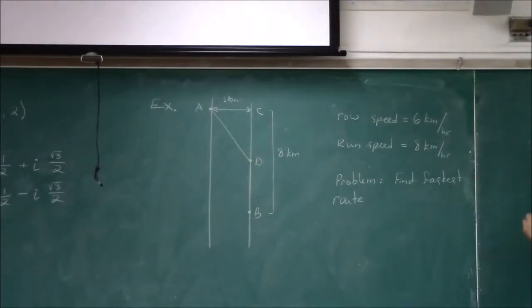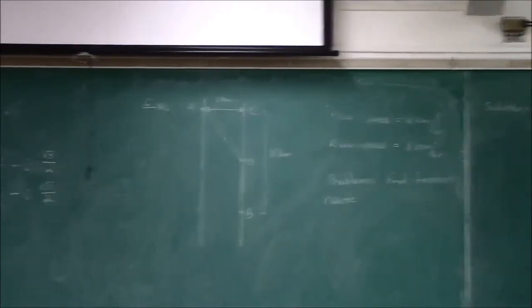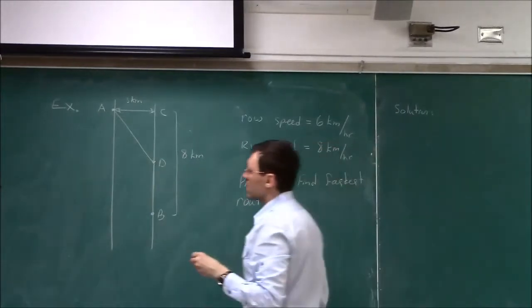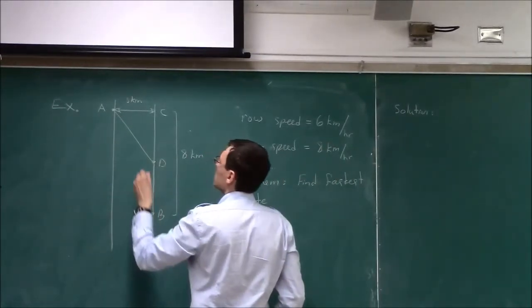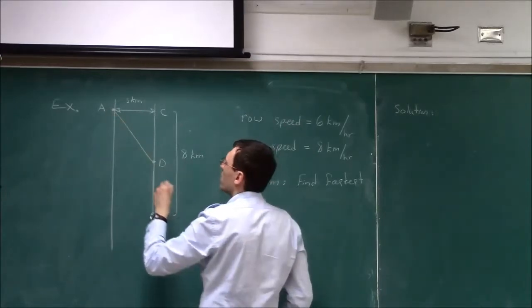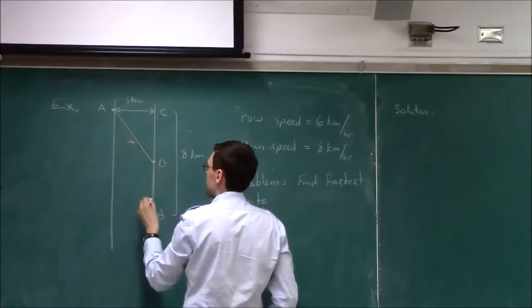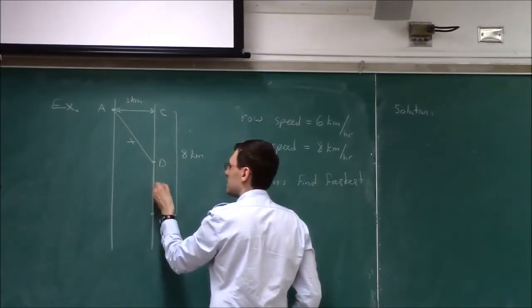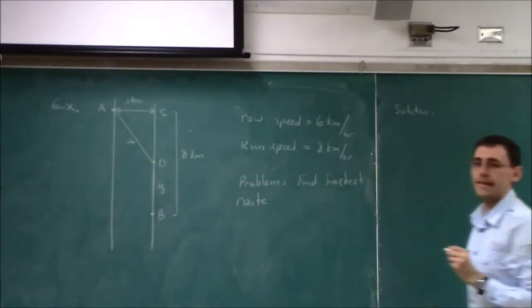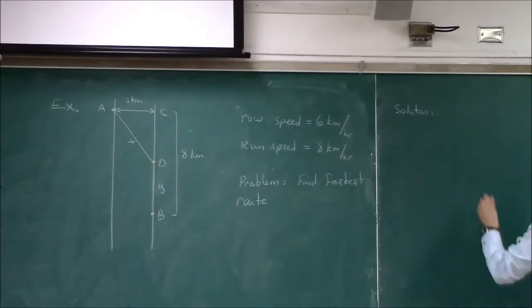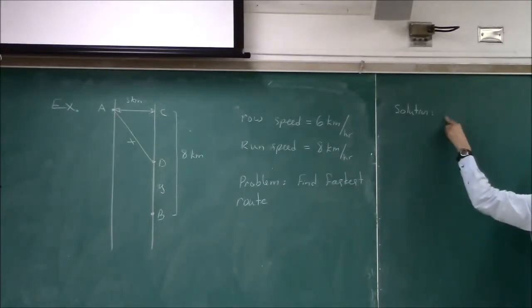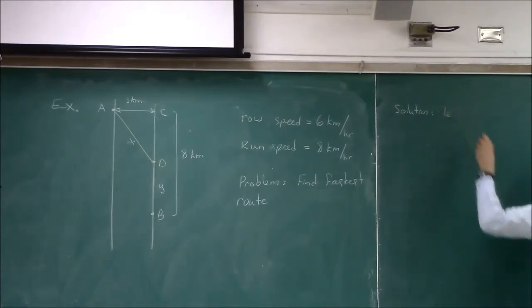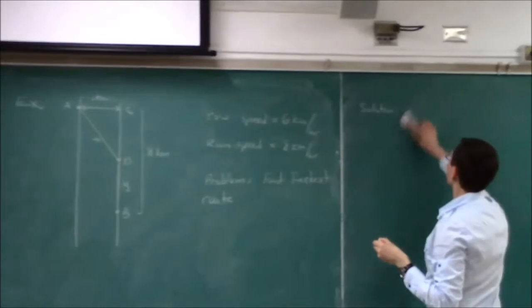So, solution. Let's call the distance traveled by boat x, and the distance traveled by land y. Okay? So for the solution, we need to minimize the duration of the journey, not the length, the duration of the journey.